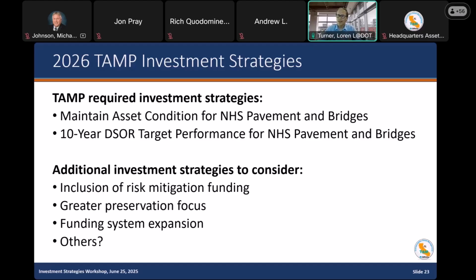But are there others? Does anyone have other ideas of investment strategies that we might want to consider? If there are, please speak up, put them in the chat, because we're going to go straight into a poll of at least these three and any others that you all might suggest, and do a ranking poll. We'd like to get from this group what the top investment strategies are that we should consider adding into the TAMP and doing the analysis, and to provide some additional insight about the potential trade-offs of executing some of these investment strategies.